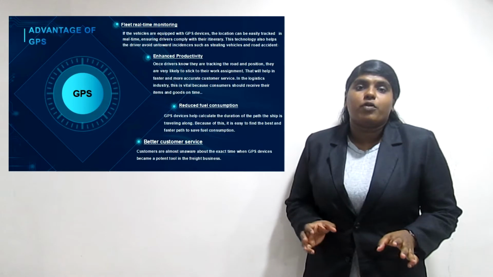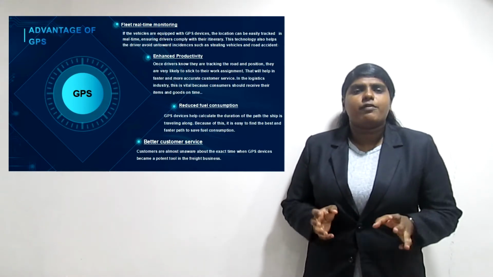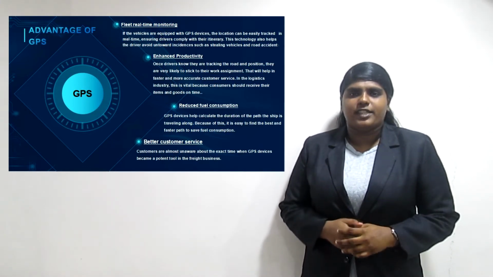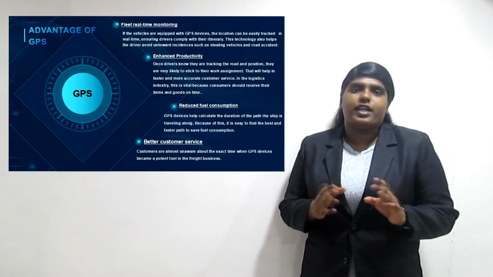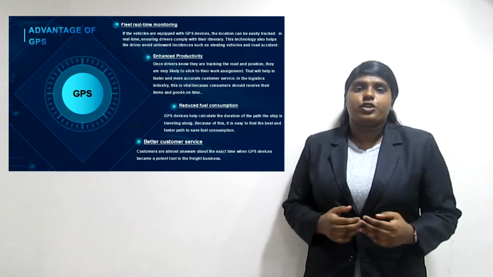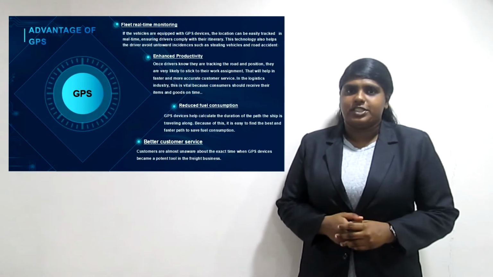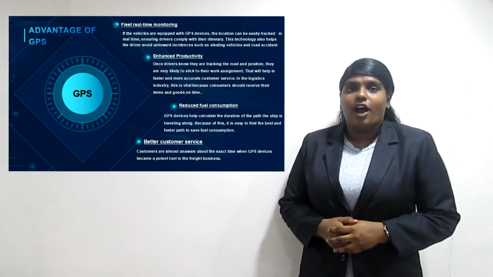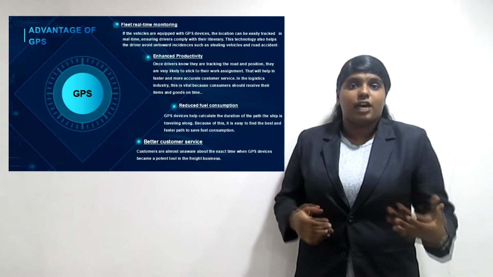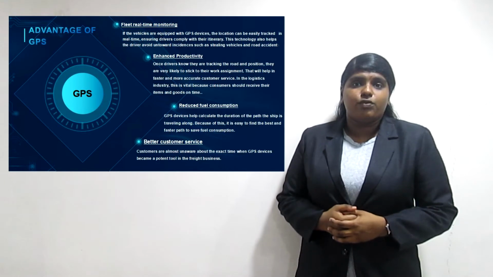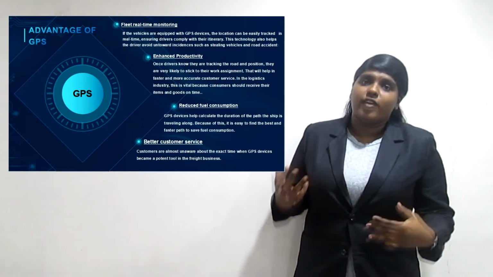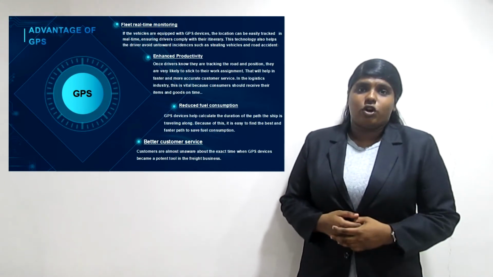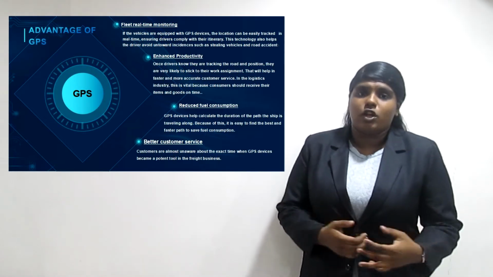Fleet real-time monitoring is the first one. If the vehicle is equipped with the GPS device, it can exactly track its location while ensuring the drivers comply with their routine. Second will be enhanced productivity for the staff and the drivers. They don't need to wait for data on where they are, and the staff no need to call the drivers to ask where they are to locate their location.